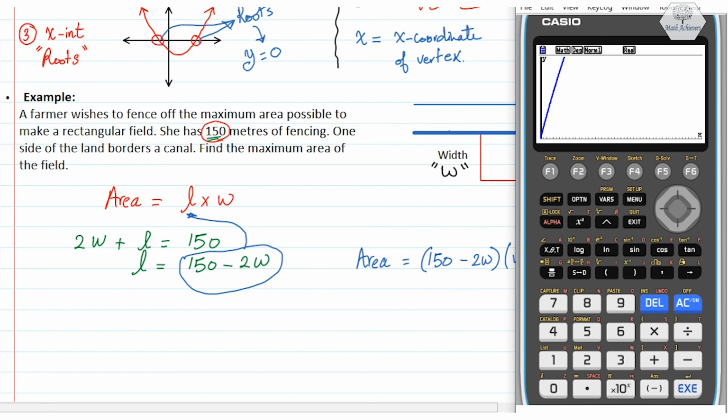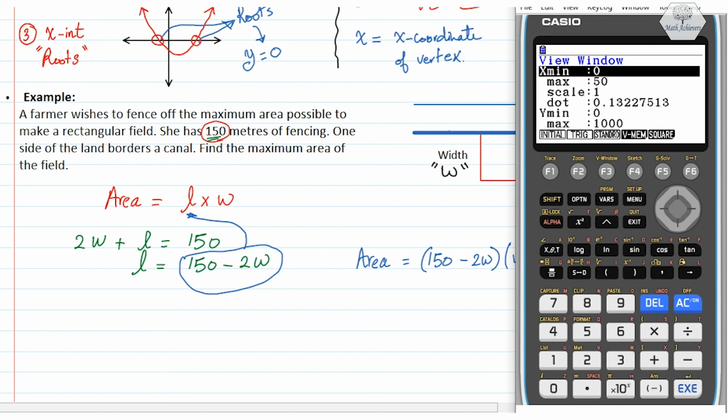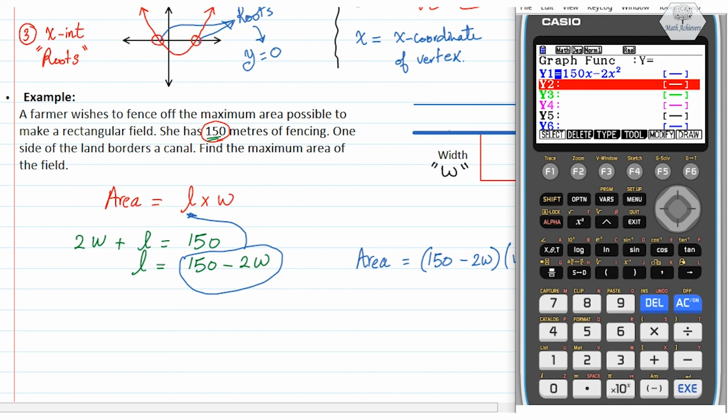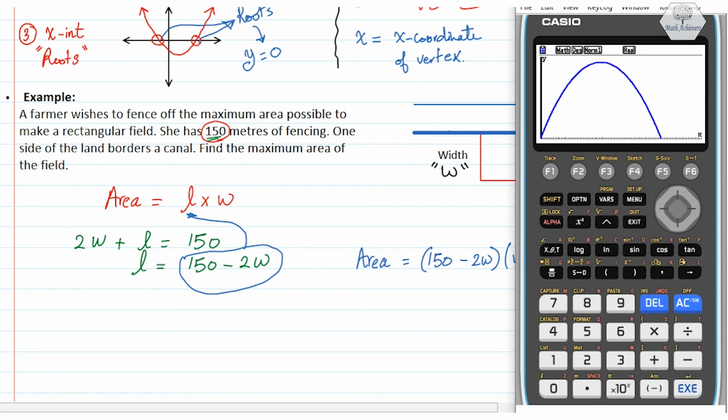I want to fix my parameters. Let's make the X maximum 100 and the Y maximum 3000. And I draw. And by this, I can see my shape properly. So now this is my curve.